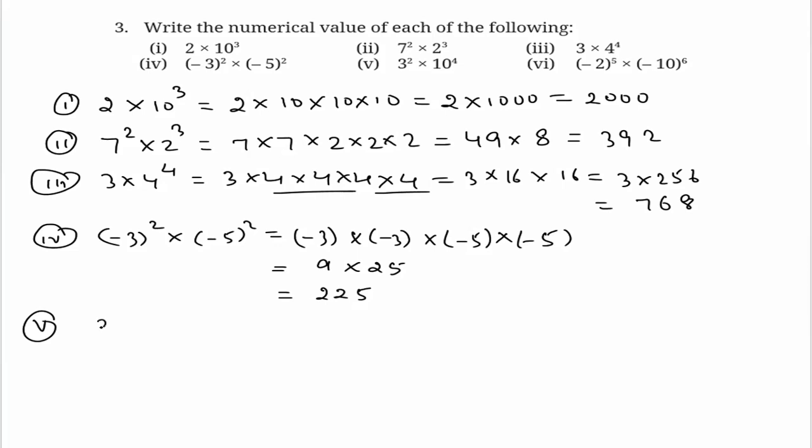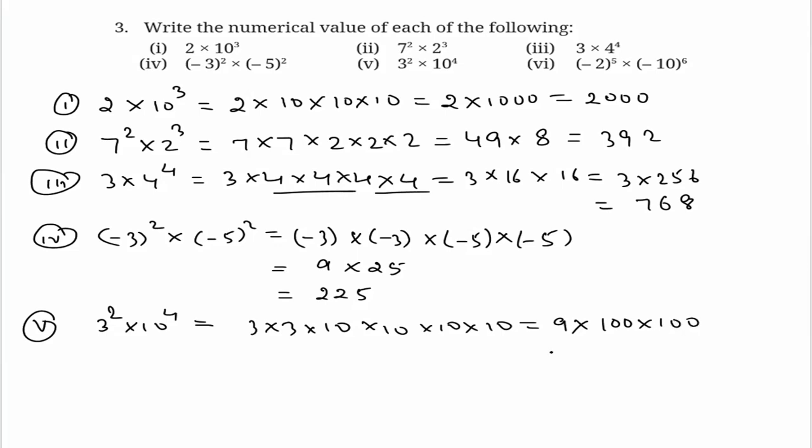Now the fifth question is 3 square into 10 to the power 4. Now 3 square is 3 into 3 and 10 to the power 4 is 10 into 10 into 10 into 10. Now 3 square will give me 9 and 10 into 10 is 100. Again 10 into 10 is 100. So the answer will be 90,000.